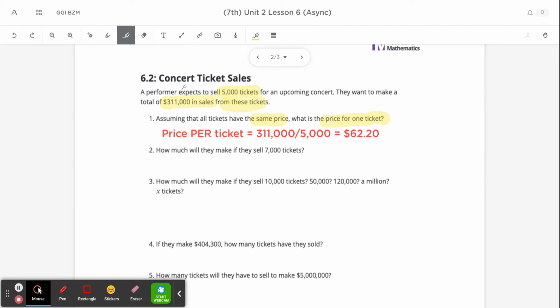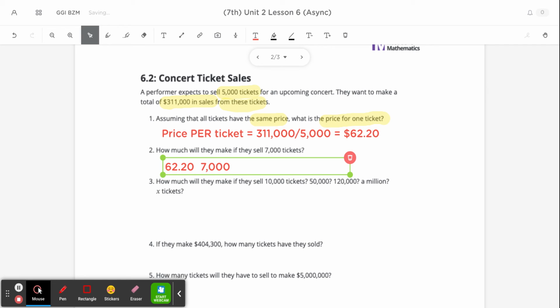So for question 2, you should have noticed that you have $62.20 per ticket, and we've got 7,000 tickets, and so we're multiplying. I don't really want to use the X for multiplication though. Remember, we're really using the dot, so I'm going to draw that in. 6220 times 7,000. Give me a little multiplication dot here.